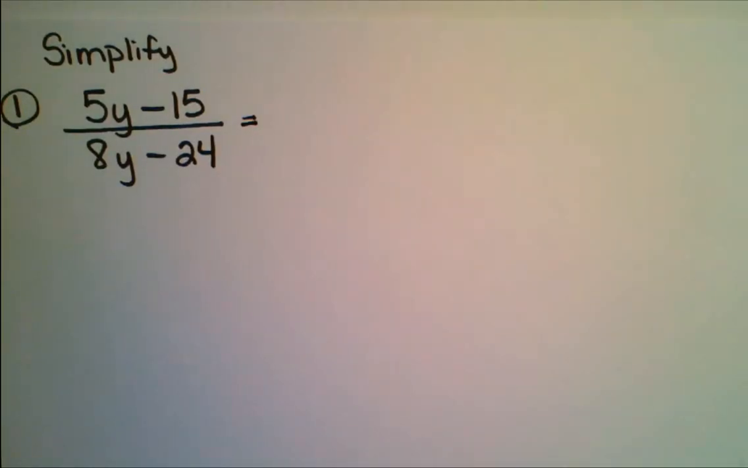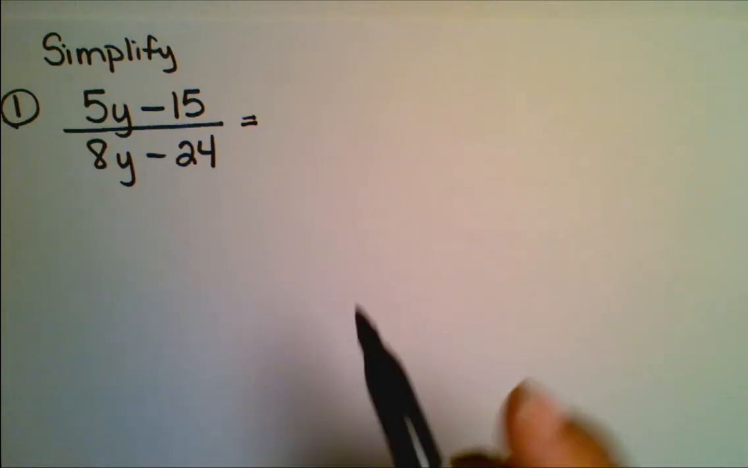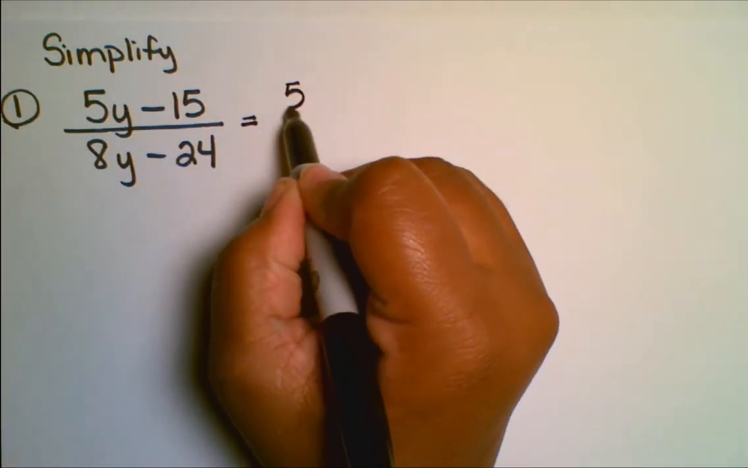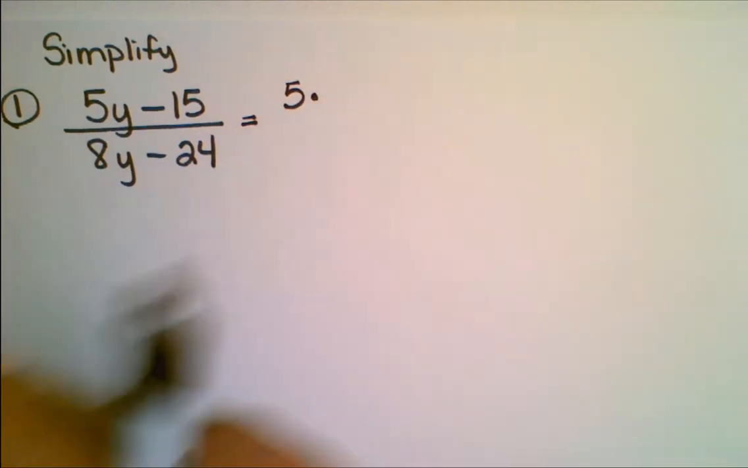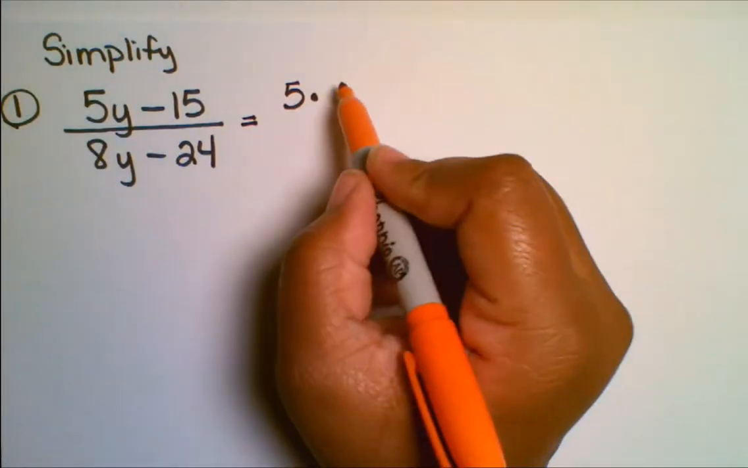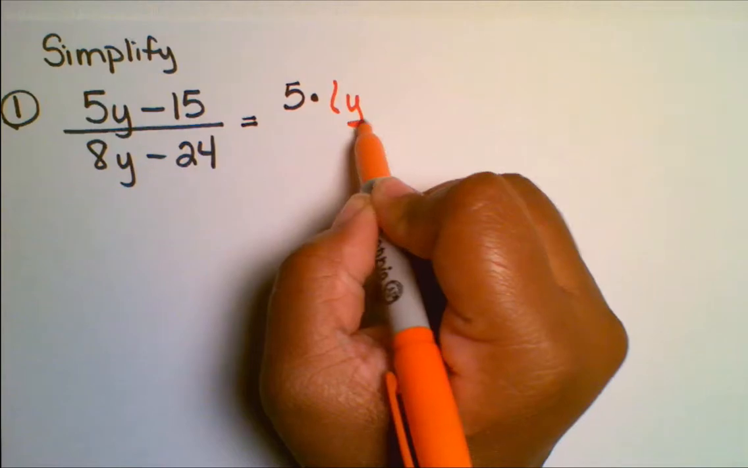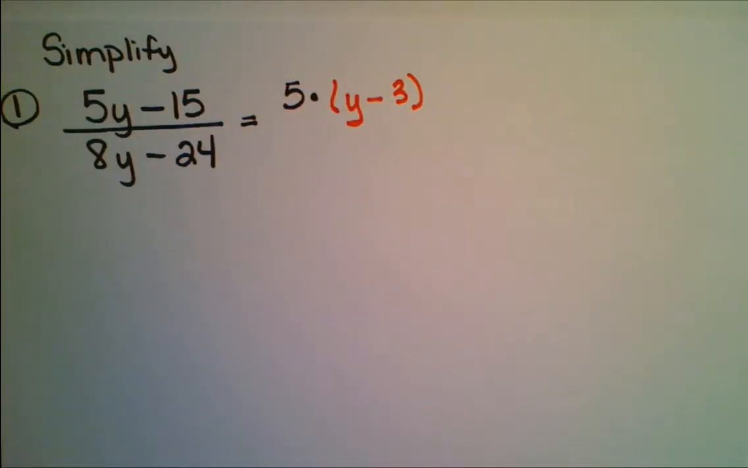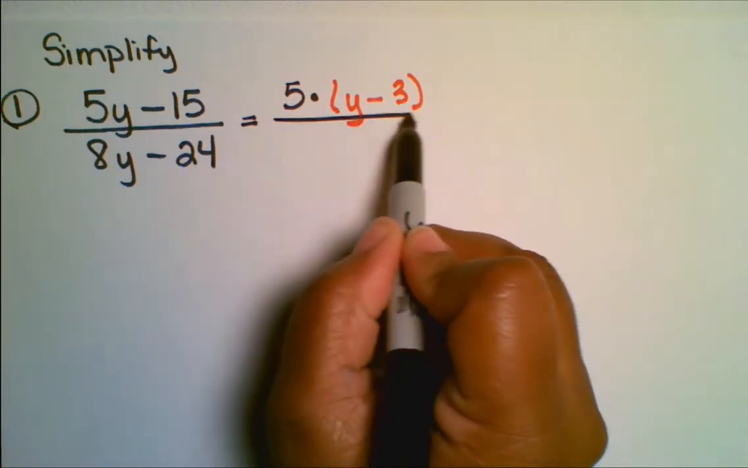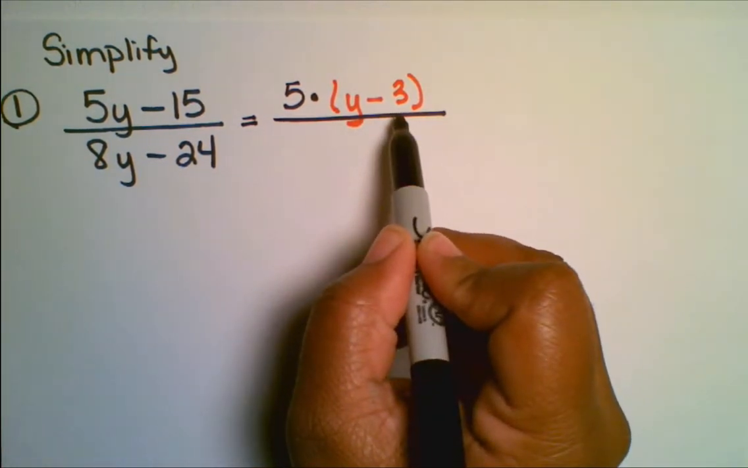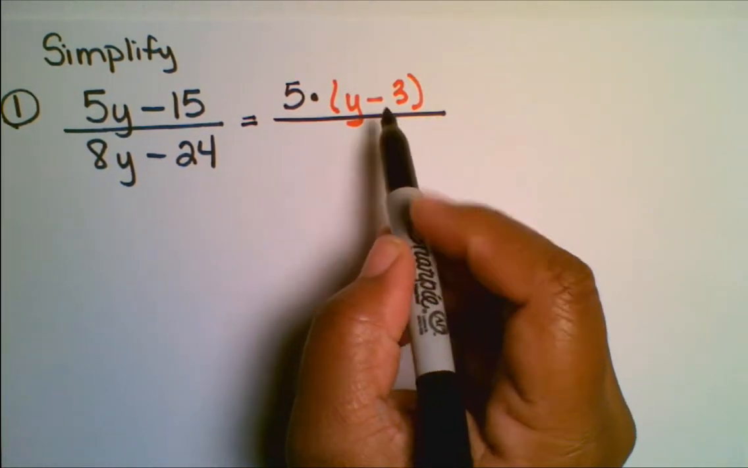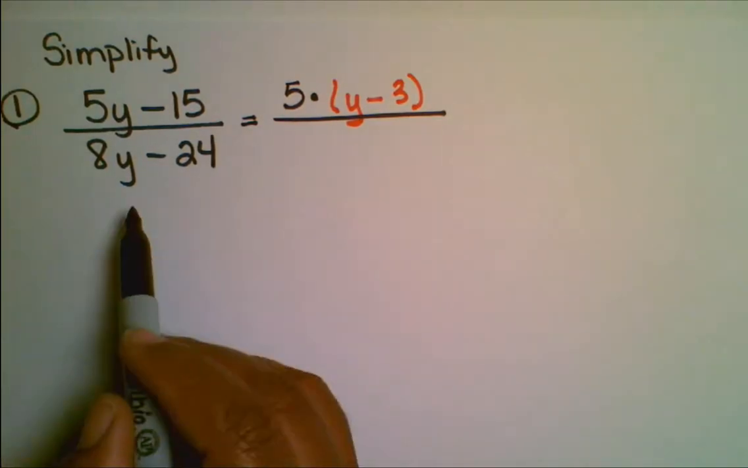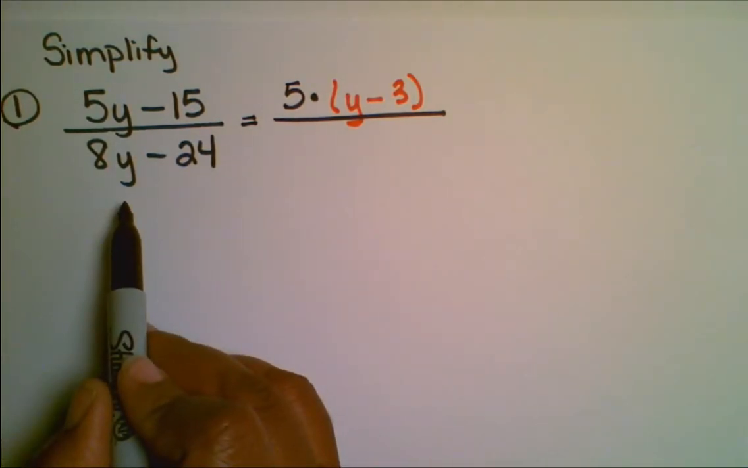Is there a GCF that can be factored out? If so, what? We can factor out a 5. So we're saying 5 times, and then what's left over? We have y minus 3. And for that binomial of y minus 3, there's nothing that we can do there. So we're going to go ahead and factor the denominator.